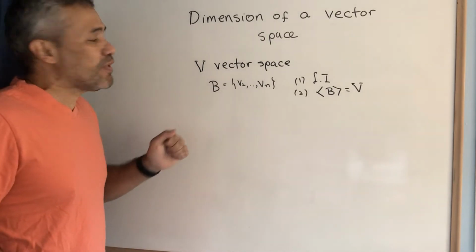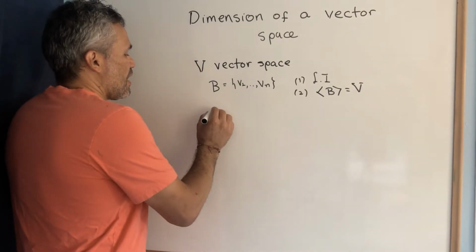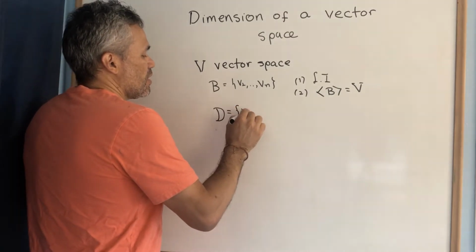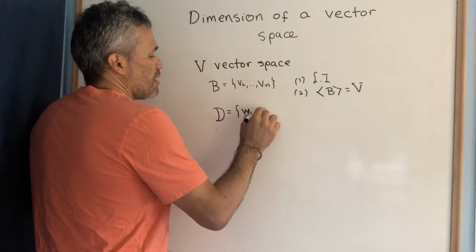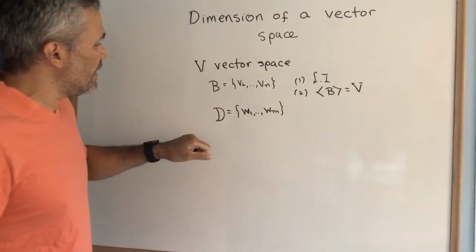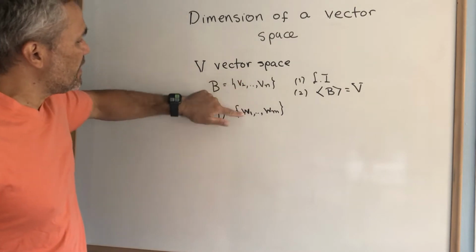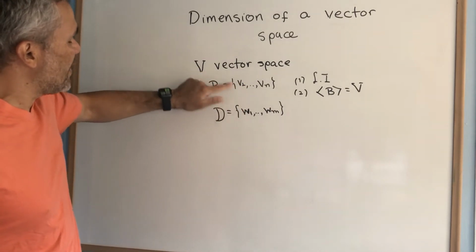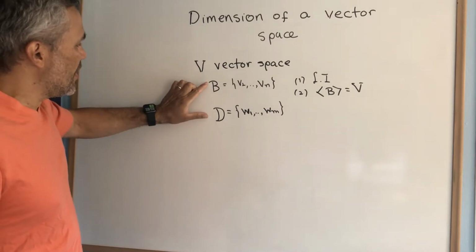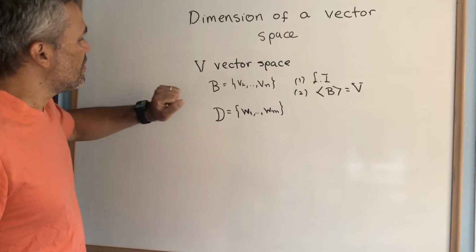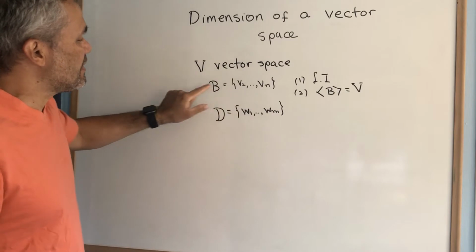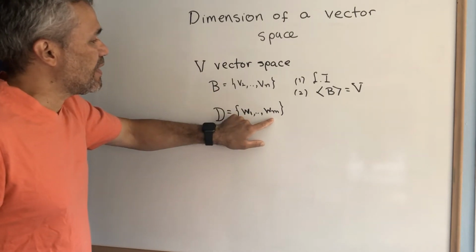In this video, we will show that if we have another basis, D equal to w1 up to wm, then the number of elements of the bases must be the same. Even though a vector space may have infinitely many bases, or actually always has infinitely many bases, the number of elements in each one of those bases must be the same.